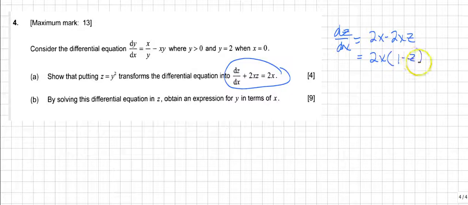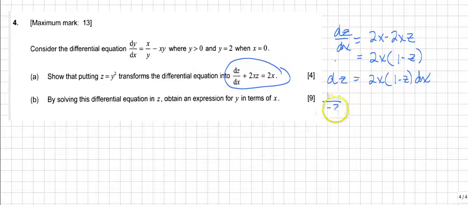So 2x, 1 minus z. Now, to separate it, we're going to multiply both sides by dx. And divide both sides by 1 minus z, so we have dz over 1 minus z equals 2x dx. Forgot my dz. There we go. And now it's separated. So all we have to do is integrate both sides, which shouldn't be too tough.